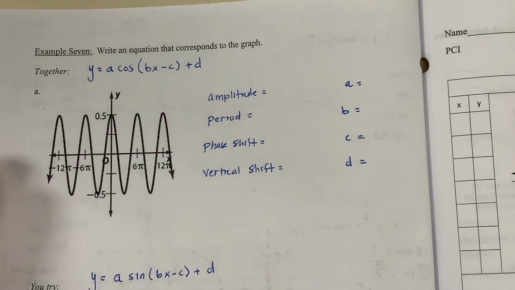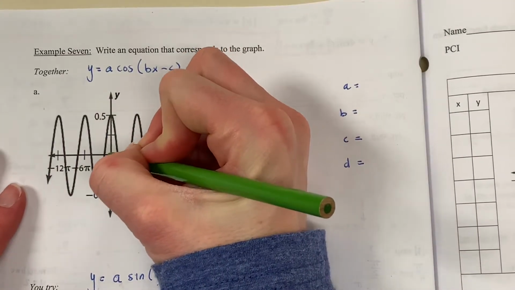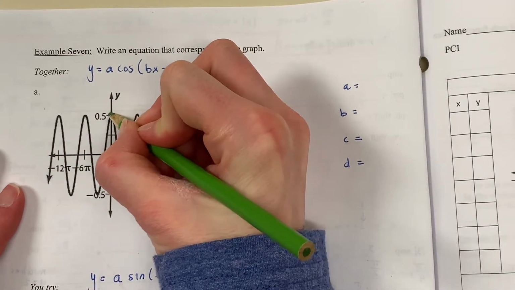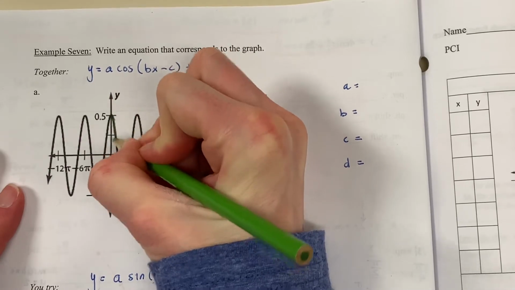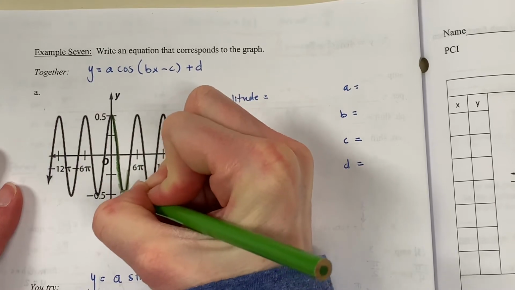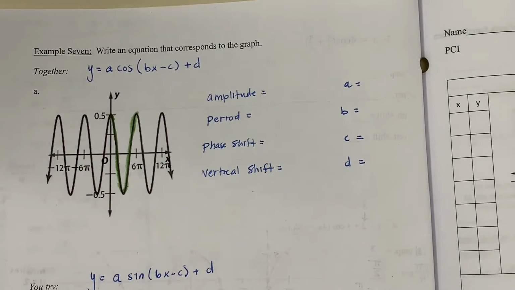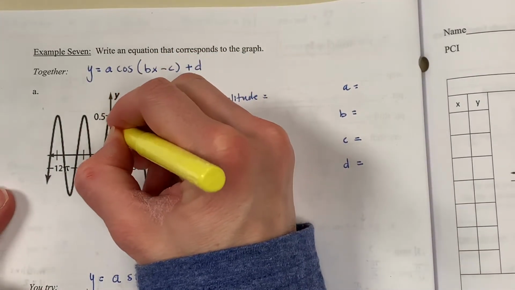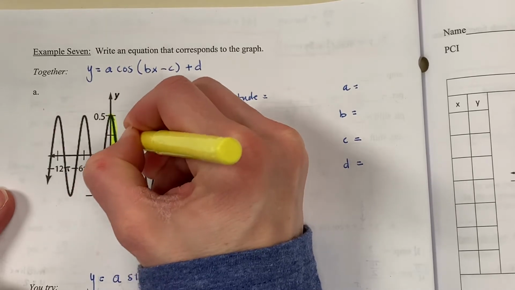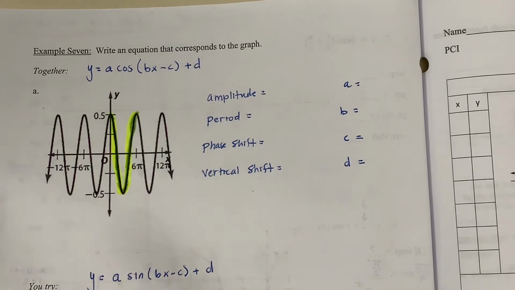Now, if I look at letter A, I see that when x is 0, y is 0.5, so we're at a maximum, and what I'm going to do is find one period of this curve. Okay, that's kind of hard to see, so I'm going to highlight it in a different color. So I go from a maximum, and one period will take me to the next maximum. That is one period of this curve, and because it begins at a maximum, this represents a cosine curve.